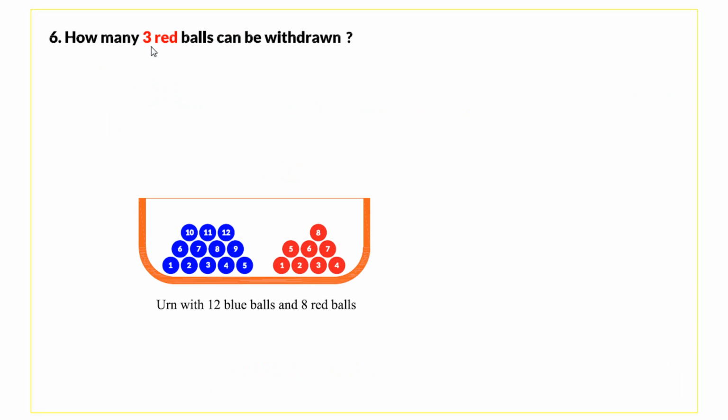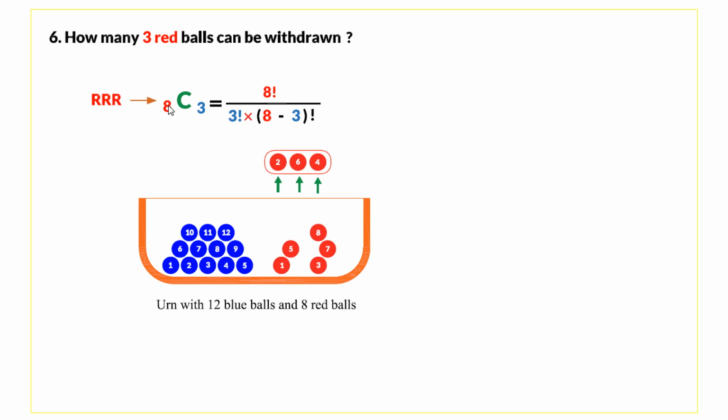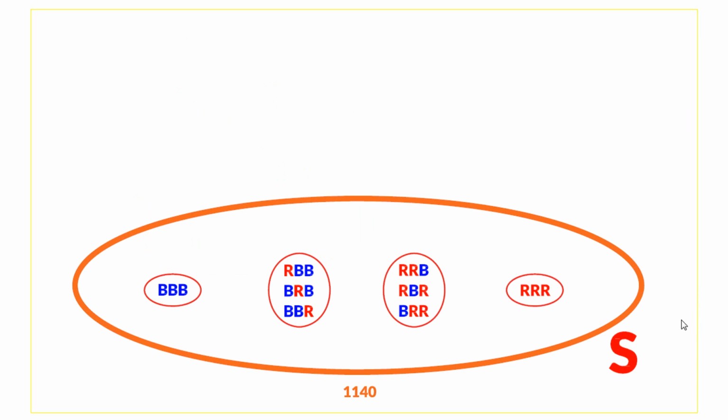Question number 6. How many 3 red balls can be withdrawn? So we are picking up first red and second red and third red, and now we have a sample of 3. And now what is the number of all possible combinations of 3 red? So we are picking up 3 red out of 8 red, and that is 8 combined 3, and this is equal to 56.